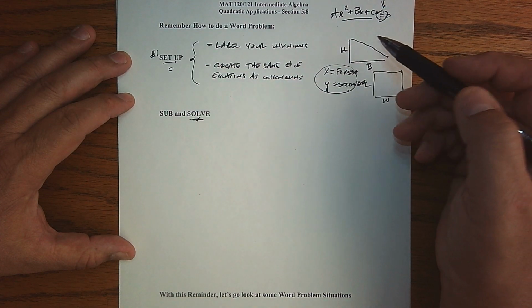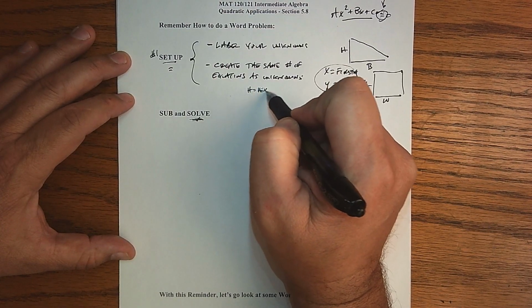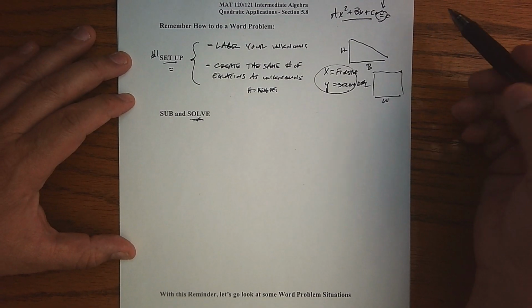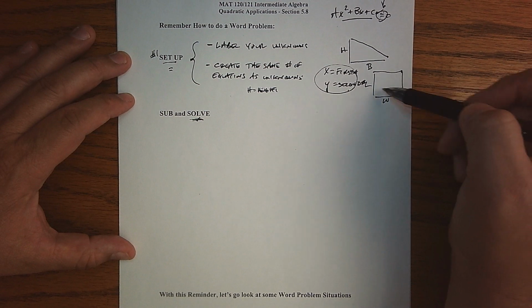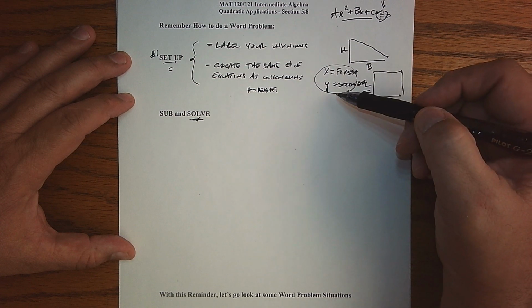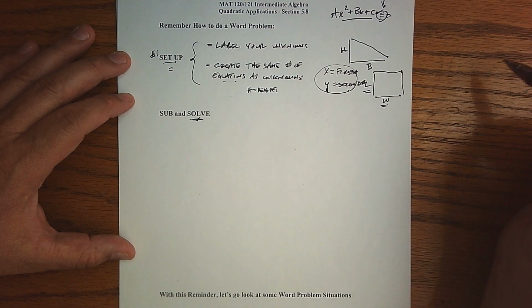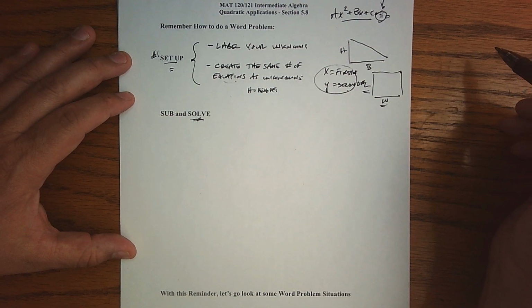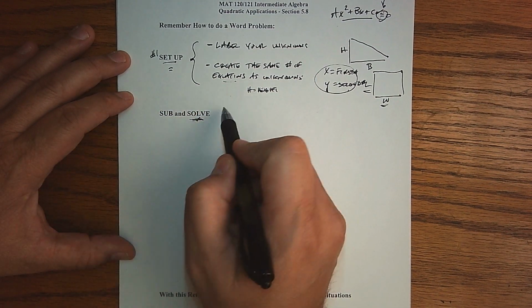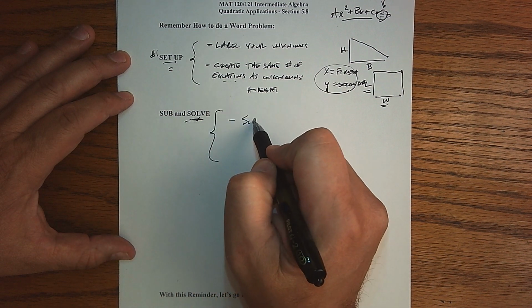Perhaps there's only one unknown. H is the height of something, and then all we need is one equation to match that one unknown. Maybe we're dealing with an area of a rectangle and the length and the width are not known. Then we're going to have to come up with a number of equations that matches the number of unknowns that we have. That is probably the hardest phase, but the most important phase, because then once you've done that, you're down to the sub and solve.